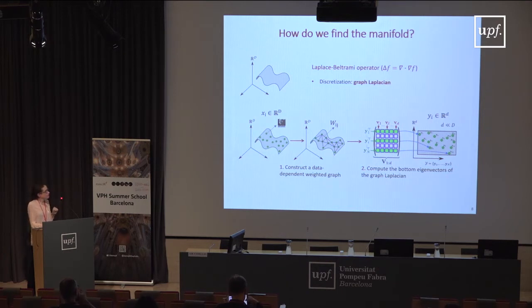This graph is known as the graph Laplacian, and under some mild conditions, it can be shown that it is the discretization of the Laplace-Beltrami operator. So, finding the manifold boils down to first constructing a suitable graph, and then finding the eigenvectors. And by just taking some of these eigenvectors, we achieve this dimensionality reduction.